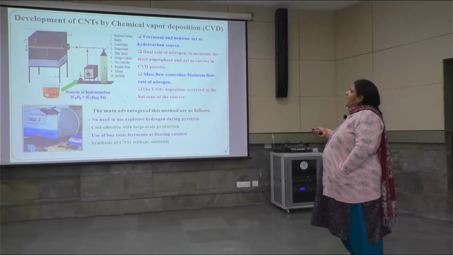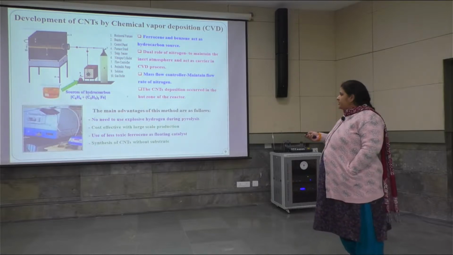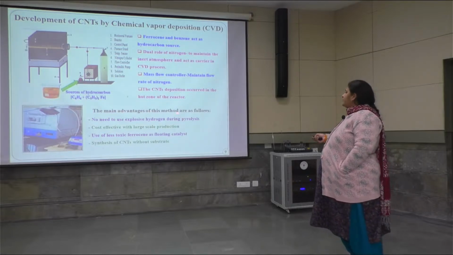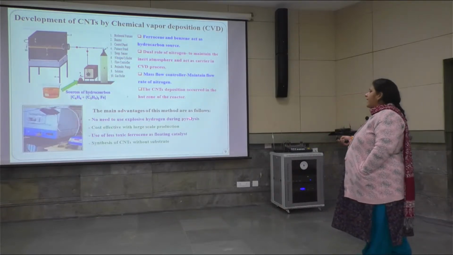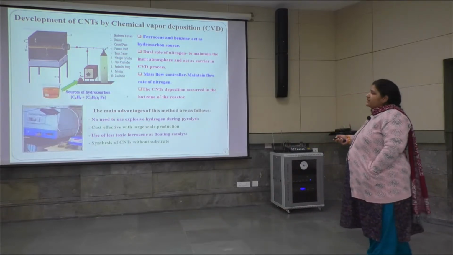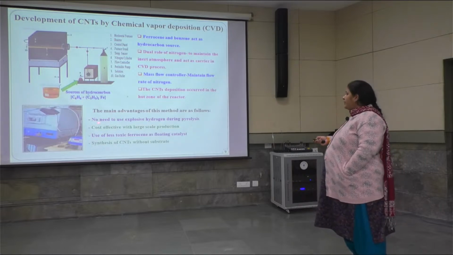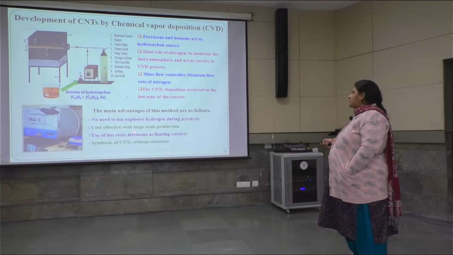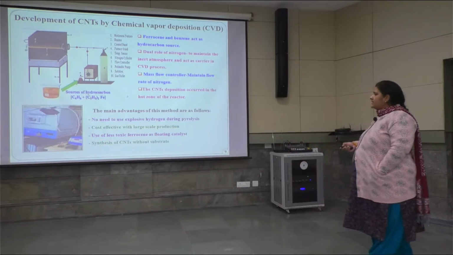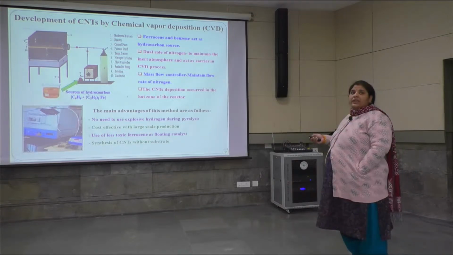This slide presents how I developed carbon nanotubes in the laboratory using chemical vapor deposition technology. The main advantages of this method are as follows: there is no need to use explosive hydrogen during pyrolysis. I use nitrogen for making the carbon nanotubes. It is a cost-effective technology with large-scale production and uses less toxic ferrocene as a floating catalyst, and the carbon nanotubes were prepared without any substrate.